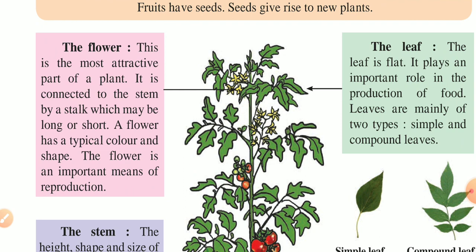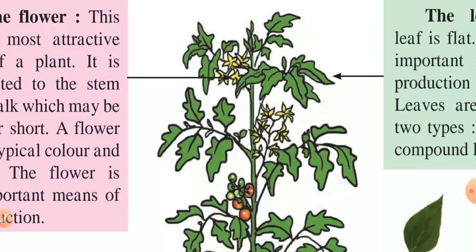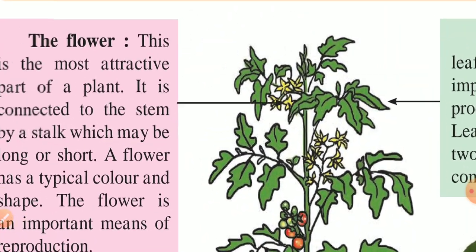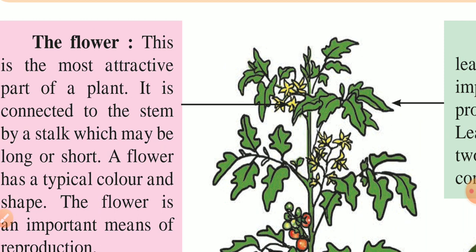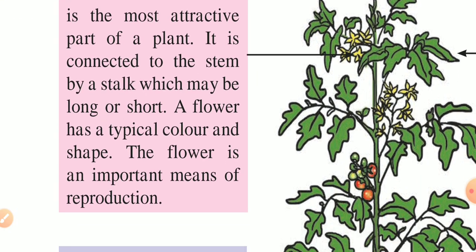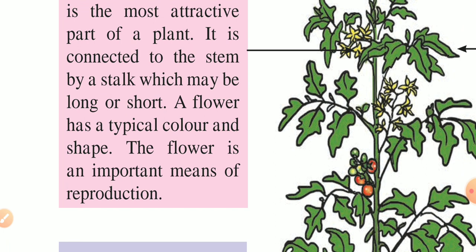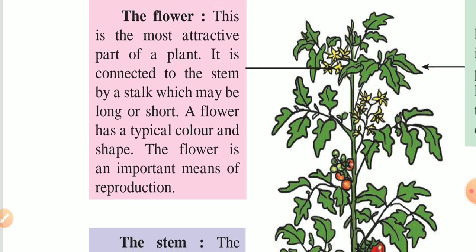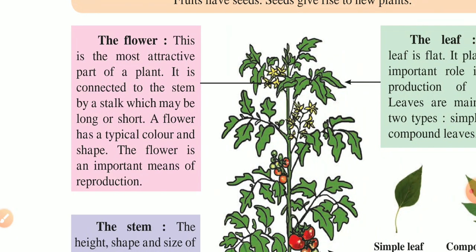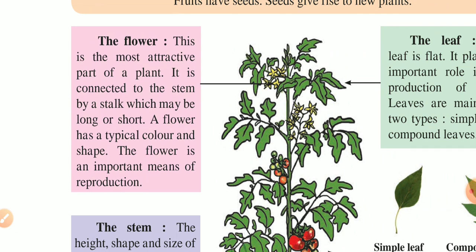A flower has a typical color and shape. These flowers have lots of colors. If you check the colors of the flowers, red, yellow, blue, green, and many other colors are there. The shapes are also very good, and lots of people know the shapes and colors of flowers. The flower is an important means of reproduction. Because of the flower, reproduction is done in plants.